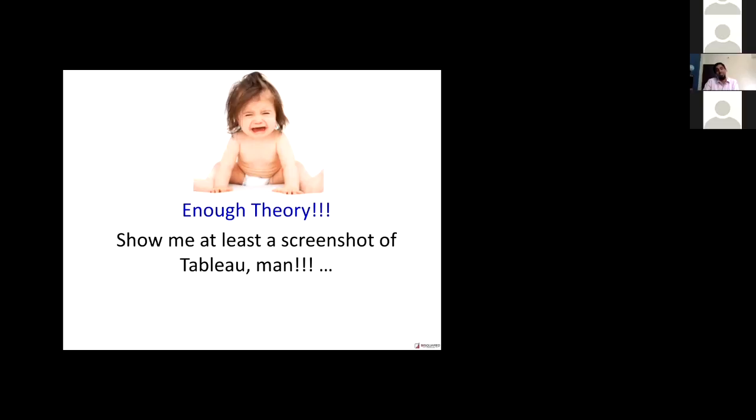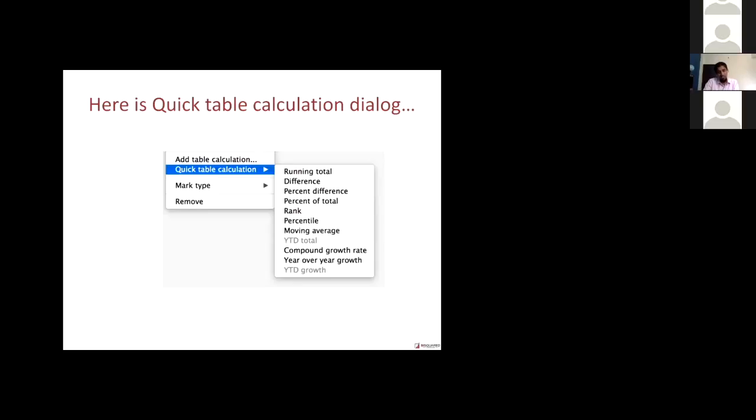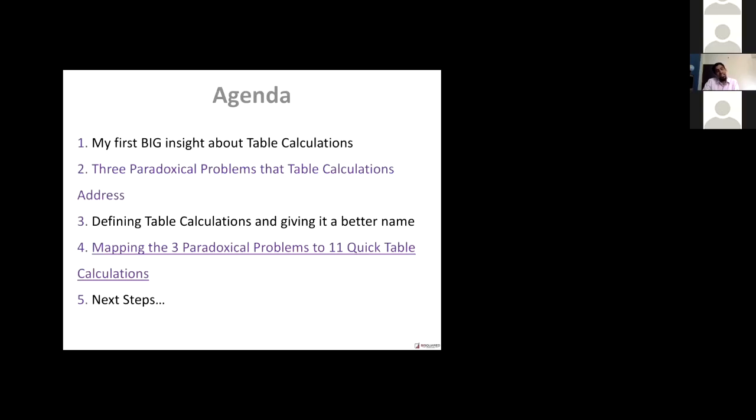So let me show you a screenshot, really, finally, of table calculation, right? So let's map these. So I remember the second question we had is when do I use this?